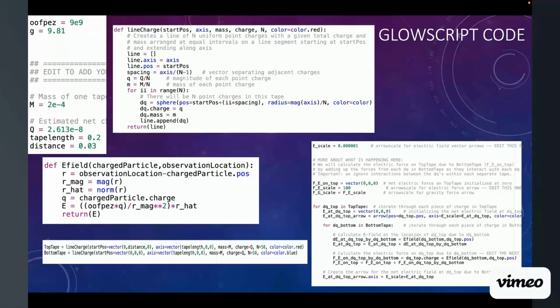In the top left, we have our constants that I showed earlier. Down here below the constants, we have our actual electric field formula. To the right of the constants, we have our actual lines of charge method, which is done using the for loop. Then we have our top tape and bottom tape, which we draw out. And then to the right we have our scales and everything, and over here is where we actually get all the values and stuff.